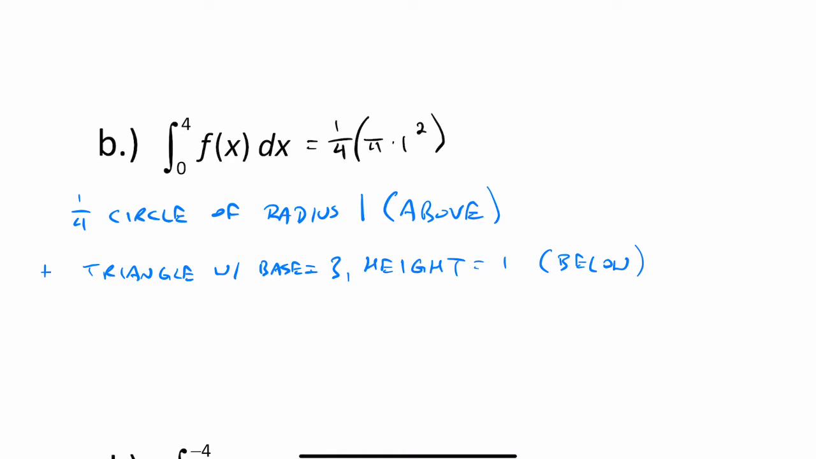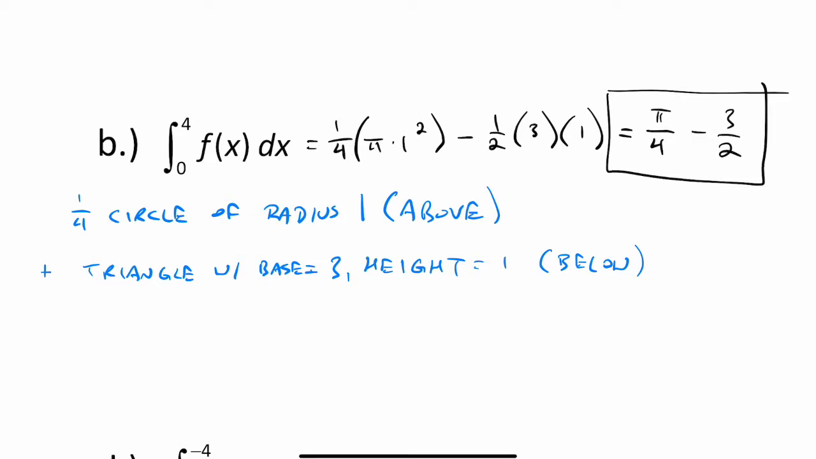The area of a circle is pi r squared, so the area of a quarter of a circle with a radius of 1 would be 1/4 pi times 1 squared. Since the triangle is below the x-axis, we need to subtract its area. Therefore, we'd have minus 1/2 times 3 times 1. And then this would give us pi over 4 minus 3/2.